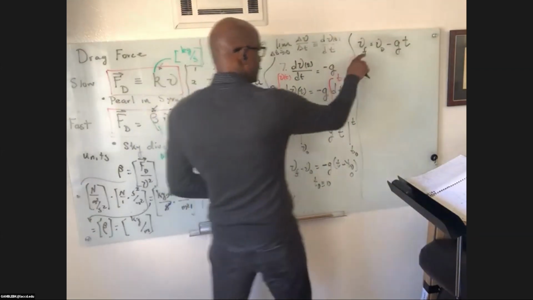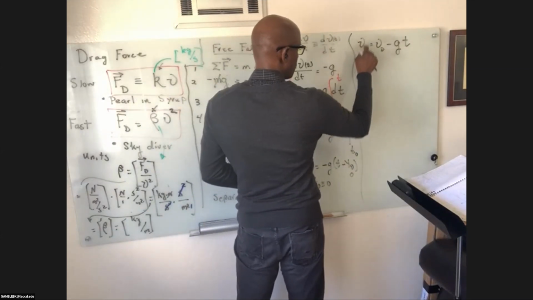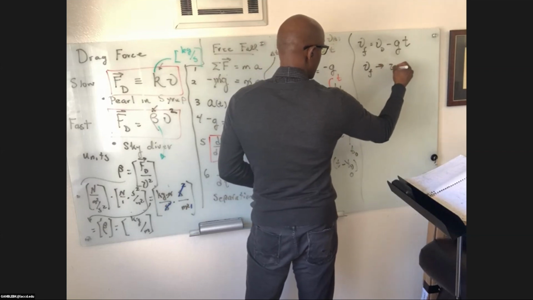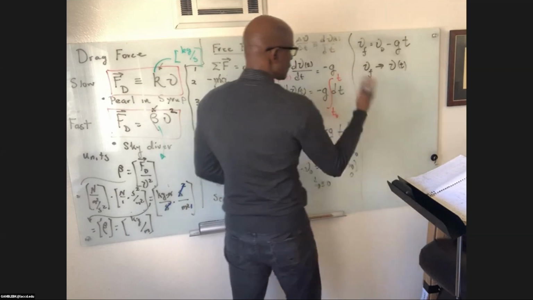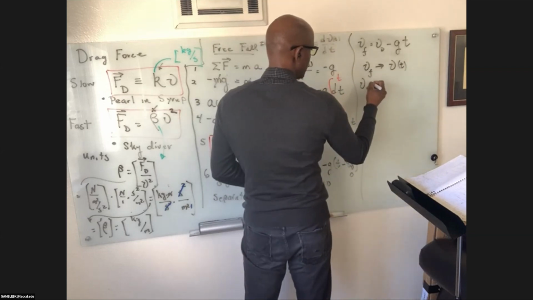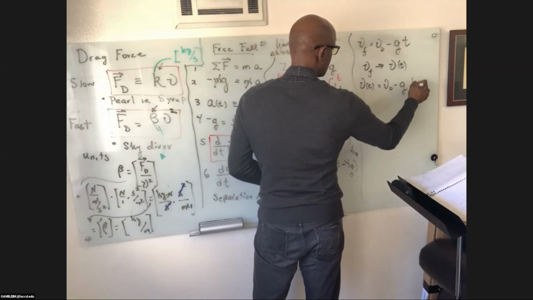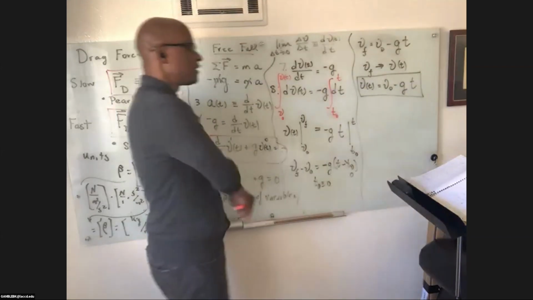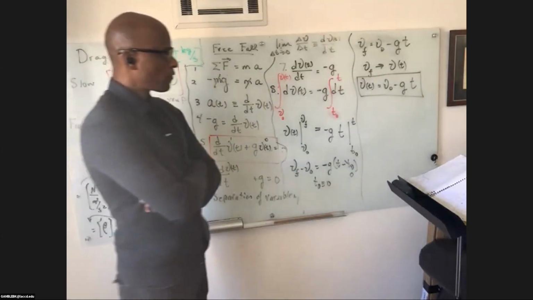Since I haven't specified a specific time, if I realize that this V final could be at any arbitrary time, then I just leave it as V of t. So I get V of t equals V naught minus g times t. And how about that? Look at that. That's the equation of motion that we got for free fall motion.